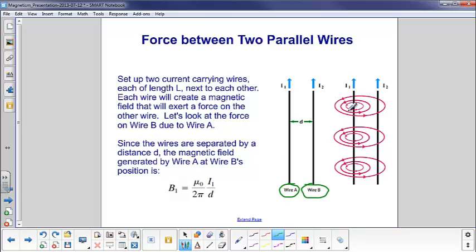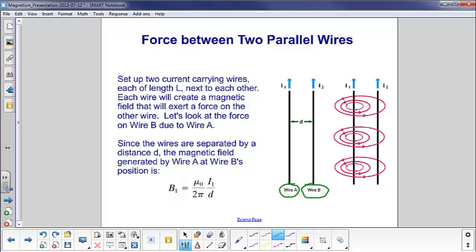Wire A generates a magnetic field, and here you see these loops because at every point on wire A you will have a magnetic field that circles around it, and you can use the right hand rule, the thumb rule. Put your thumb pointing up, curl your fingers, and you'll see that they're curling in a counterclockwise direction. Now, at every point where wire B is, the magnetic field strength is mu0 times the current I1 in wire A divided by 2 pi times the distance between the two wires, which is d. So this distance here, that's d.